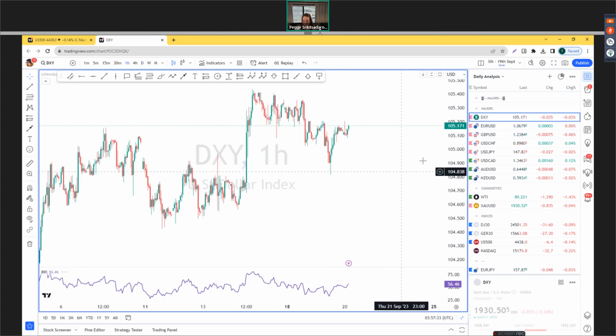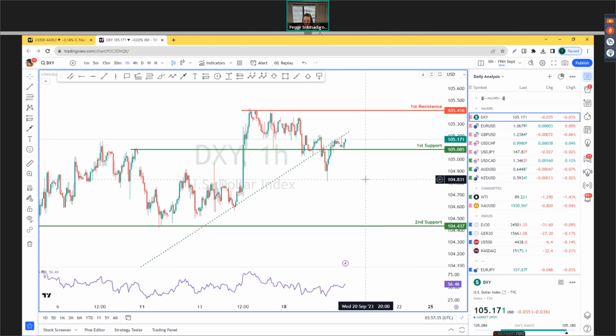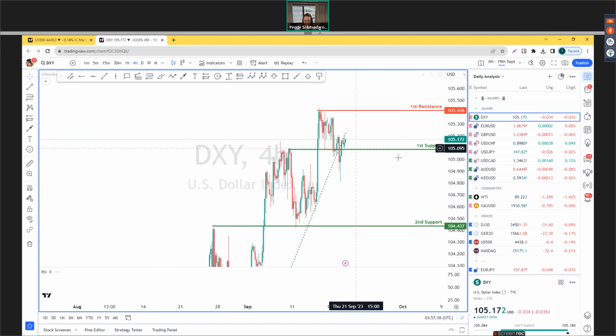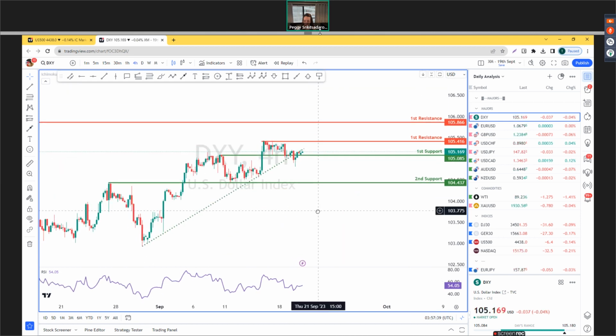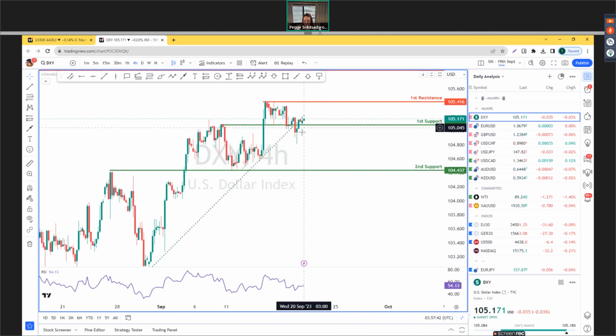Now the DXY is rising. Why is it rising here? Because at first, it's at the support level.